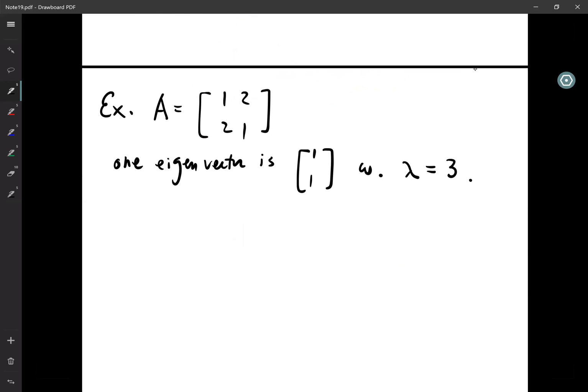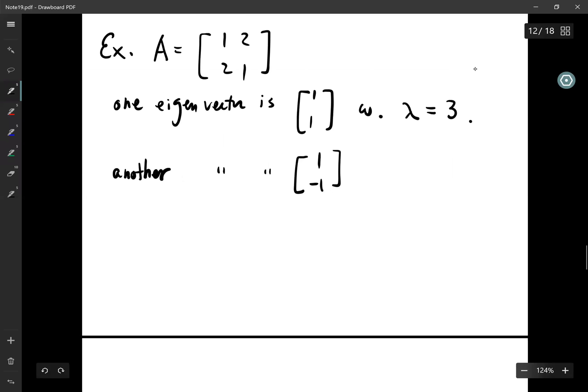And how do I find another one? At this moment, let me just show you that there exists one. It might seem magical, but later we're going to learn how to do this more systematically. So another eigenvector is (1, -1). Why?